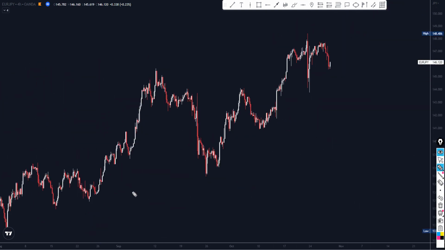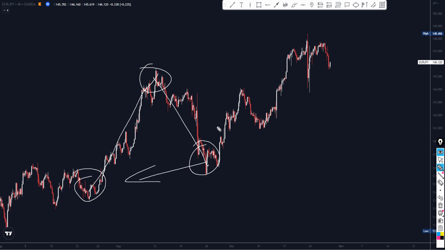I am here on Euro Japanese Yen, and as you can see, we are making higher highs and higher lows. This low is higher compared to this low, and this high right here is higher compared to this high right here.